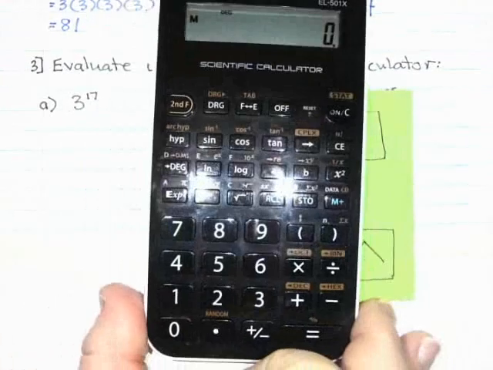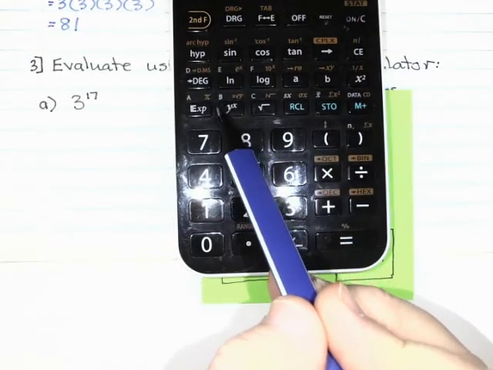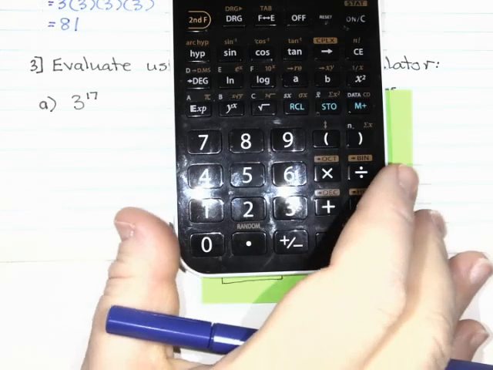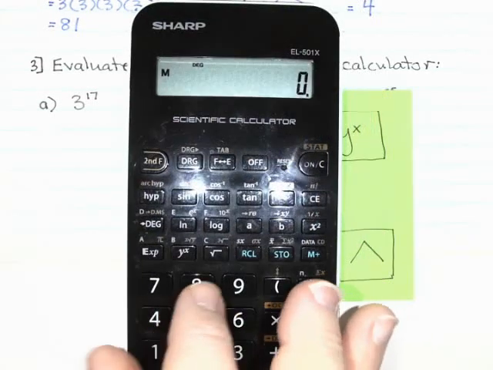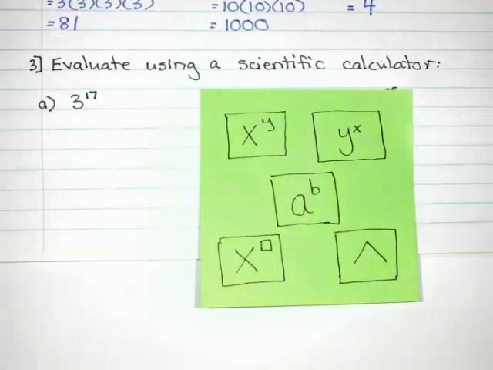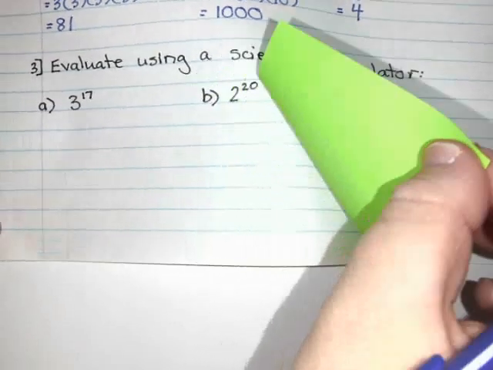So the calculator that I happen to have at home with me is this one here, and it has a y to the power of x button. It's right there. So if I want to do an exponent, I would put the base in, I would press my exponent button, and then type in what the exponent is. So I'm going to start with 3 to the power of 17.